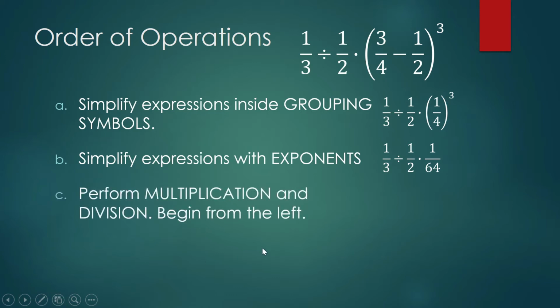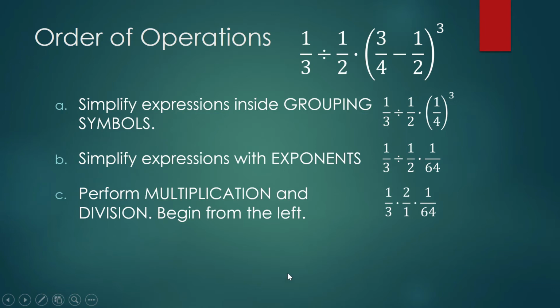Perform multiplication and division. Begin from the left. So the first operation between multiplication and division that we shall meet, coming from the left going to the right, is the operation that we must do first. Here, the operation that appears first between division and multiplication is division. And so we will do this first. 1/3 divided by 1/2 is equal to 1/3 times 2.